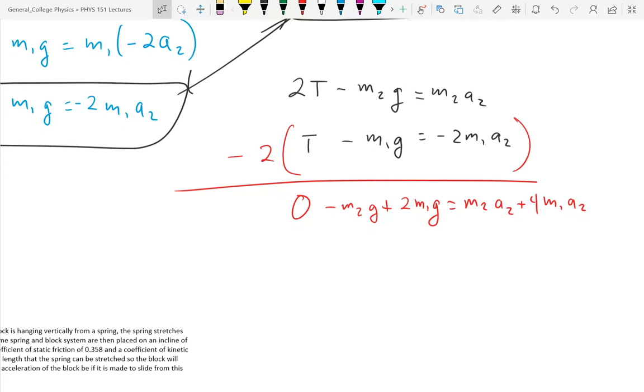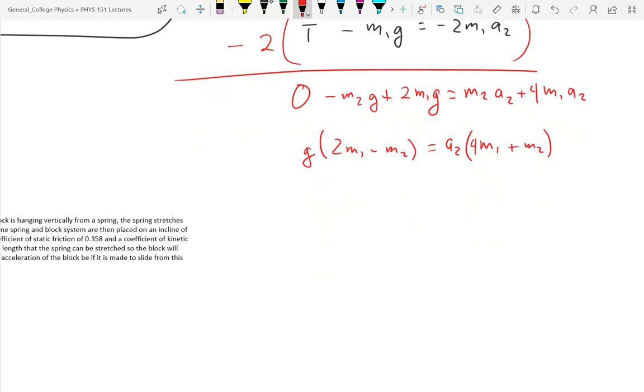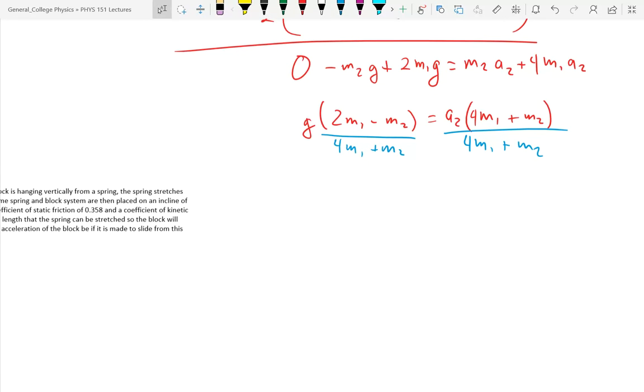Now let's factor things. Divide everything by whatever a2 is multiplied by. And then let's put in values.